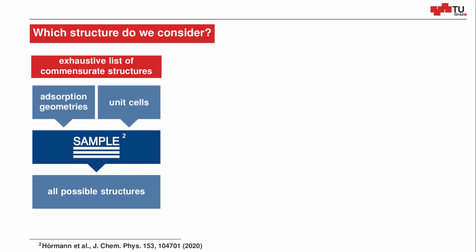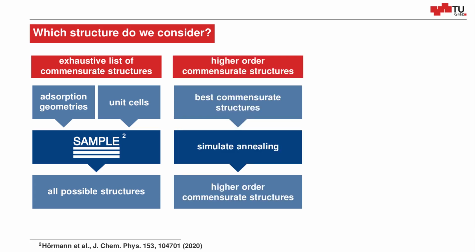Before that, however, let me briefly talk about the different structures that we are considering. The first set is an exhaustive list of commensurate structures, which we generate with the SAMPLE approach. The SAMPLE approach is something we have developed and published, and it requires the adsorption geometries I've been talking about earlier and a set of unit cells, and with that it can generate all possible structures within some boundaries, of course. In addition to those, we use higher order commensurate structures, which we get by taking the best commensurate structures and running them through a simulated annealing algorithm.